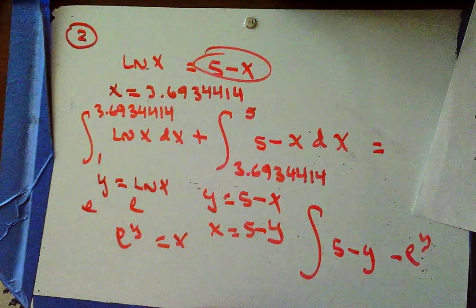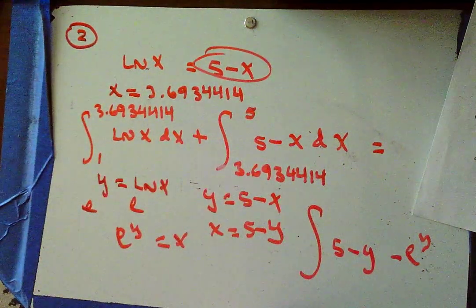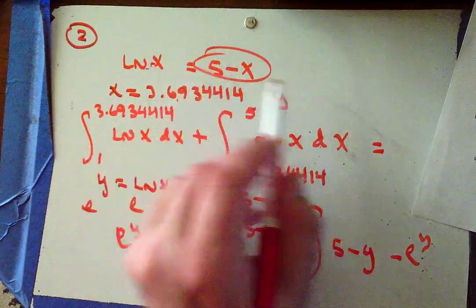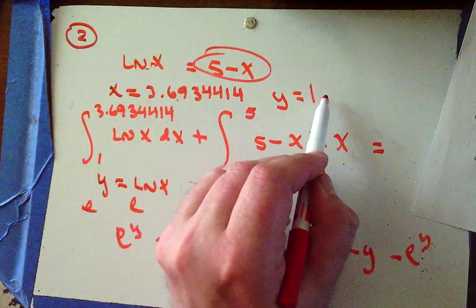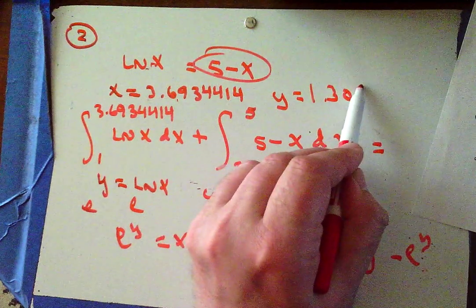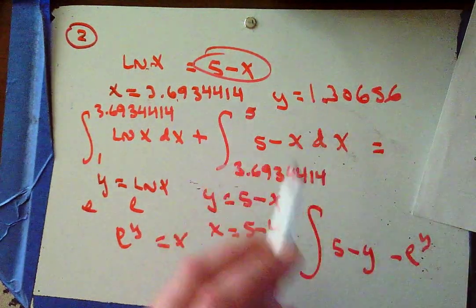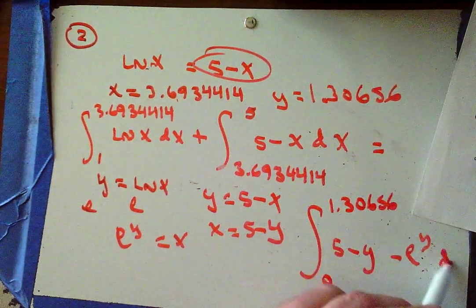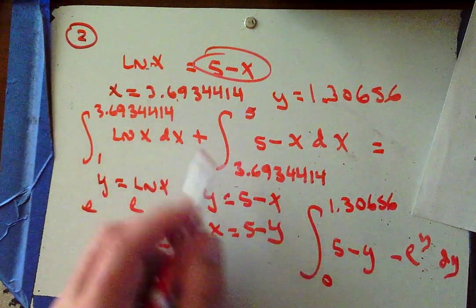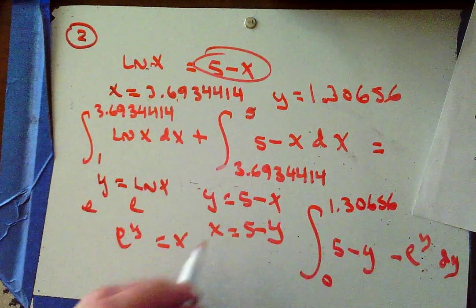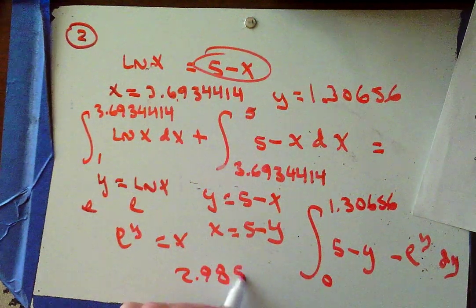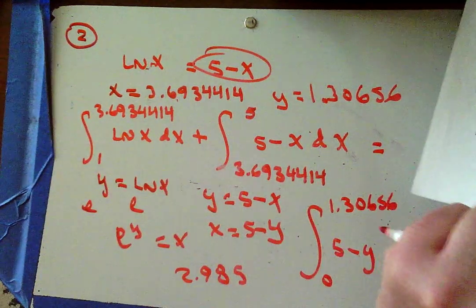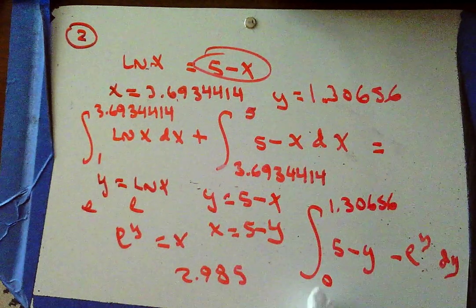And remember, I'm integrating from here to here, and the y value at this point of intersection is 1.30656. So I'm integrating from 0 to 1.30656 dy, and I end up, either way I do this problem, with 2.985. Okie doke. So that's one way to do, or two different ways to do part A.